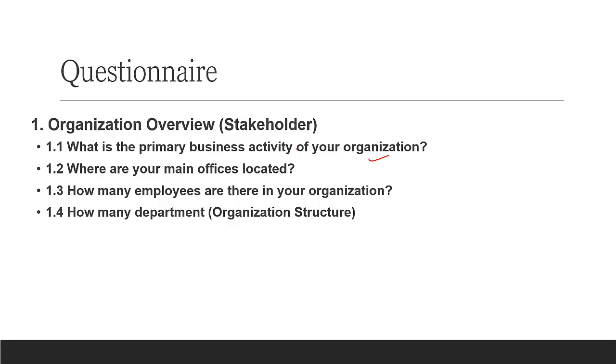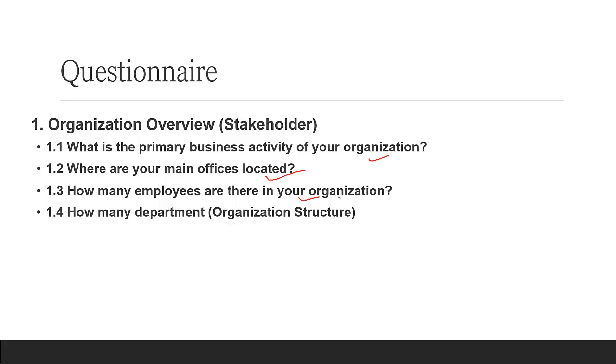The second question we need to ask is, where are your main offices located? Knowing the geographical location helps in defining the ISMS scope, especially when considering legal and regulatory requirements that may differ by location. It also helps to identify potential physical security concerns. Third, how many employees are there in the organization, because that defines the cost. The number of employees provides insight into the scale of ISMS implementation, and it also helps in determining the resources needed to comply with the information security controls.